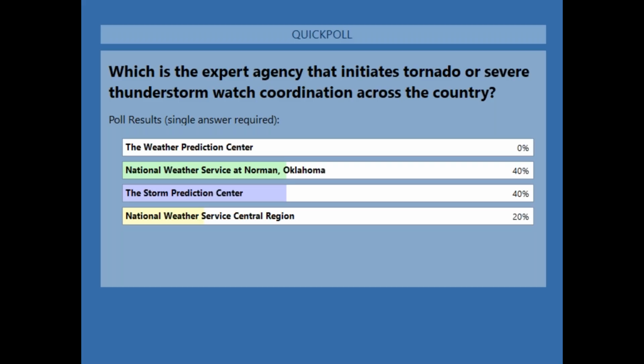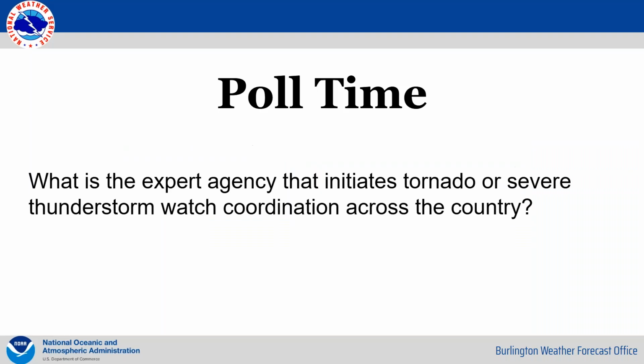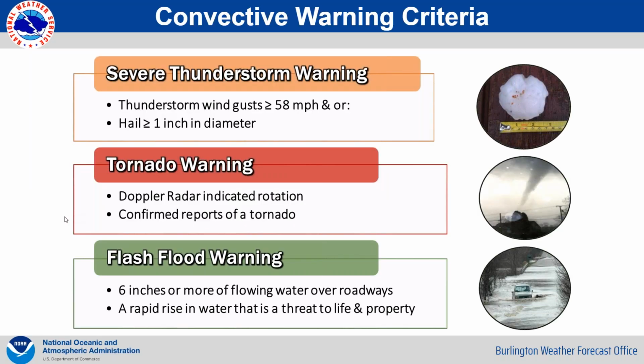They will be focused on their local needs, but as far as a national view across the country, it's going to be the Storm Prediction Center. Each of the regional offices, like say Central Region or Southern Region, focuses on just a specific part of the United States as opposed to anywhere else. All right, so that covers the basics on our outlooks and on our headlines.